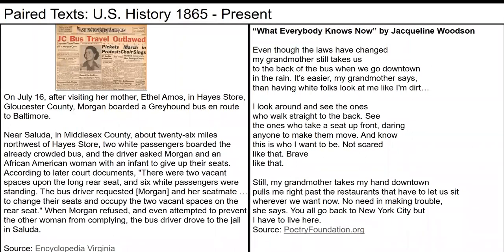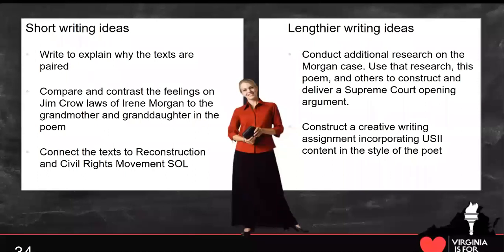And then next to that is a poem from poetryfoundation.org, where you can sort poems and search poems by theme. So this was found by just looking up the theme bravery. And you get this really awesome poem written from the perspective of a granddaughter about her grandmother and what it means to move to the back of a bus. That's really thought-provoking and compelling, and can lead to a lot of other interesting writing ideas.